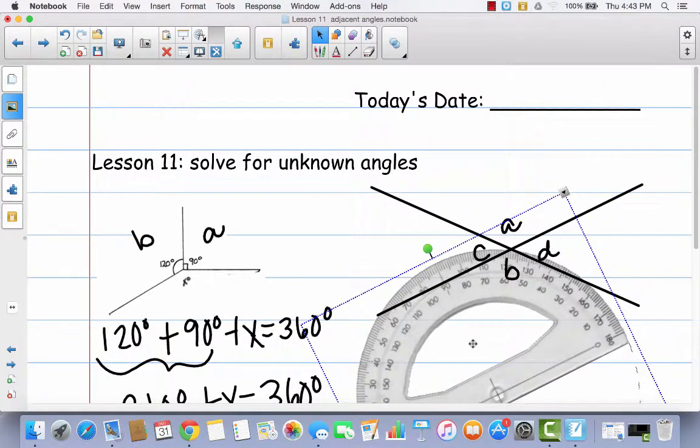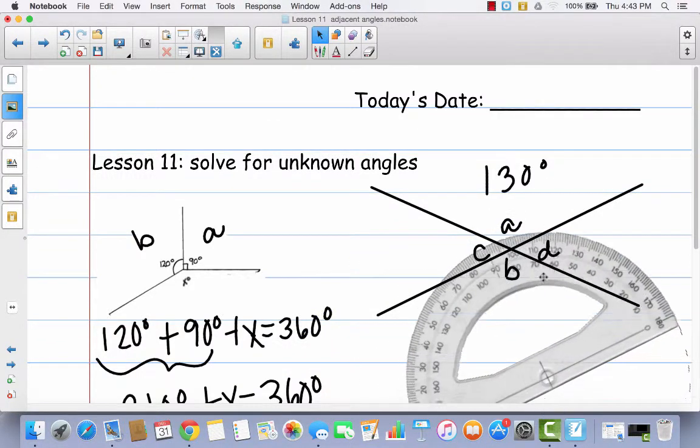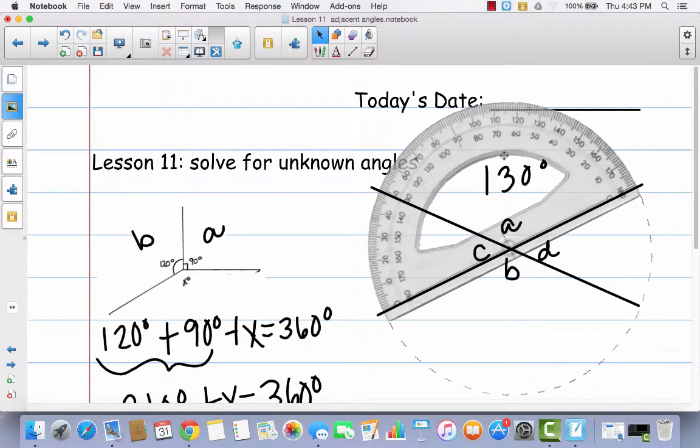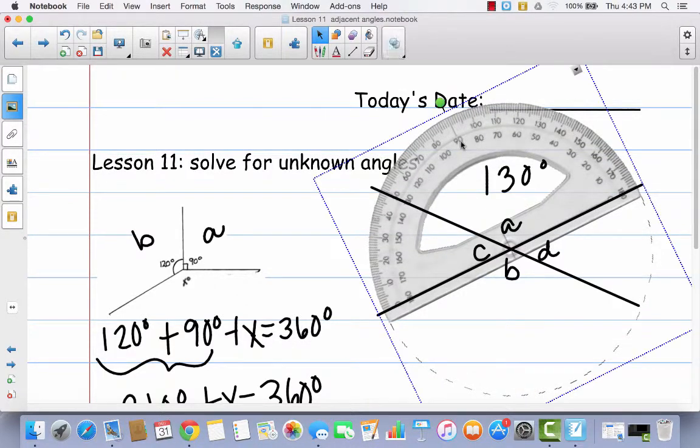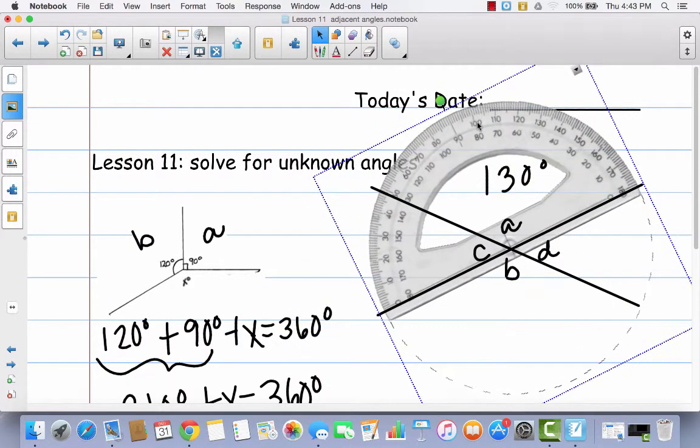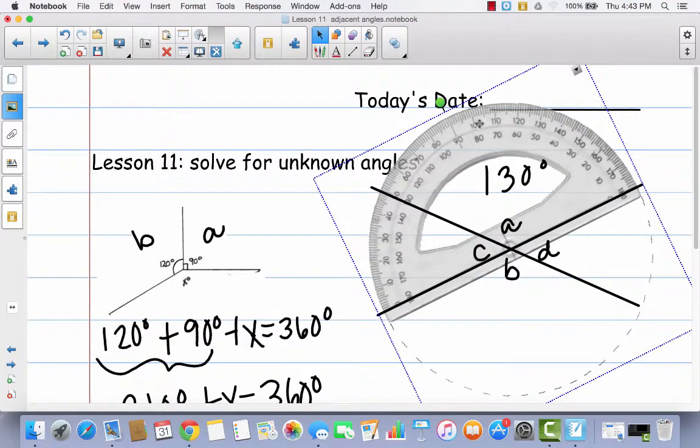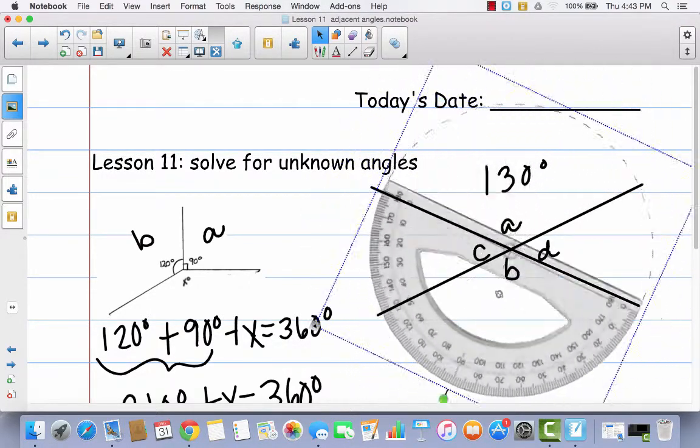So yours probably wasn't 130 degrees. The chances of it being are very slim. But when I measure 130 degrees, what did you notice when you measured angle B? After you measured angle A and you measured angle B, what did you notice? Let's see if you notice the same thing that I noticed. All right, so let me get mine lined up here. I'm going to flip my protractor.